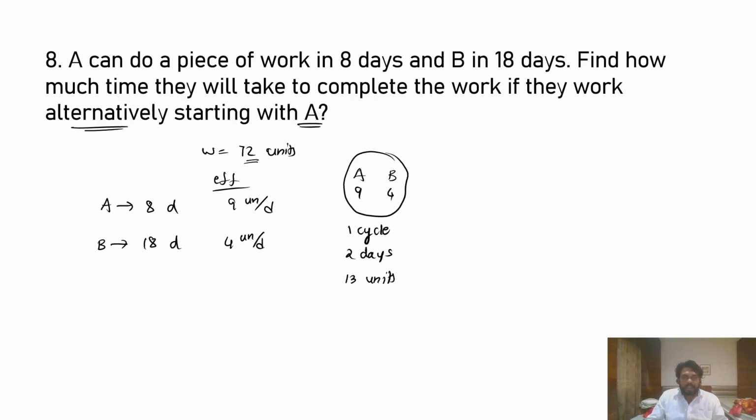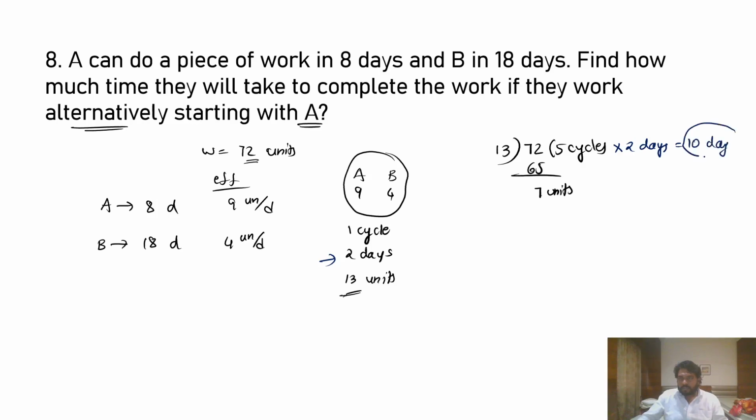Now the total to be completed is 72. So take 72, divide by the cycle efficiency, which is 13. 13 fives are 65. Work remaining is 7 units. So this is 5 cycles. Each cycle is 2 days, so 5 cycles would be 5 into 2 days, which is 10 days. And then for this 7 units, who will start the new cycle? The new cycle starts with A. What is A's efficiency? 9 units per day.